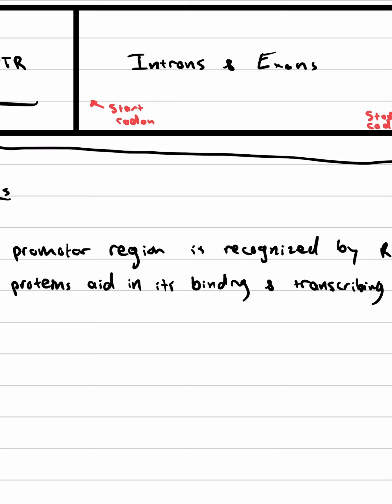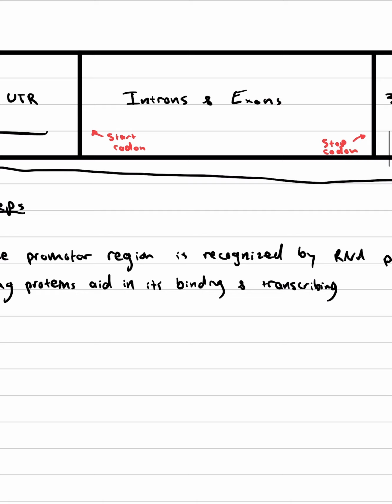I also want to specify that the transcription binding proteins only help with RNA polymerase binding to the promoter region. They do not help with it transcribing the gene as well as the untranslated regions. It just helps it to begin transcription.